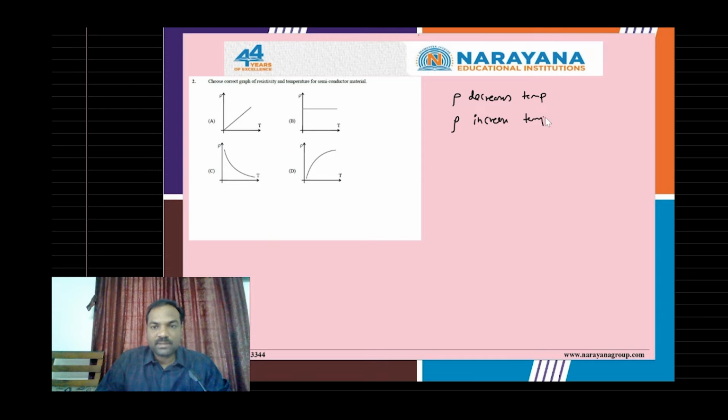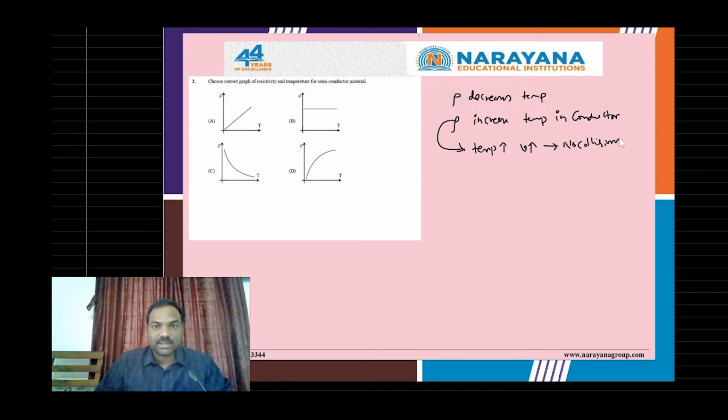In conductors, as the temperature increases, resistivity will increase, whereas in semiconductors, as the temperature increases, resistivity will decrease. Why? In conductors, as the temperature increases, the average or drift velocity of the electrons will increase, and they will encounter more collisions. As they encounter more collisions, they face more resistivity. This I am talking about conductors.